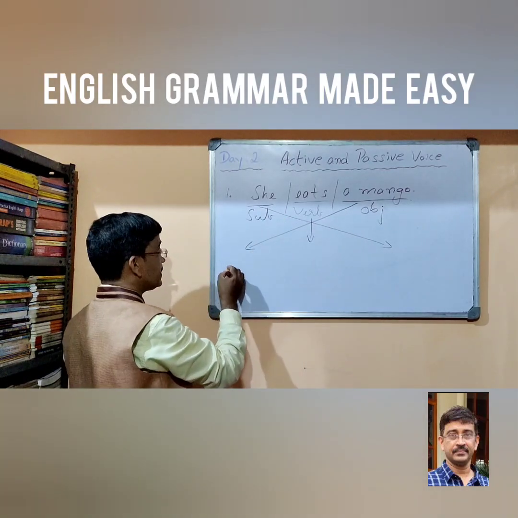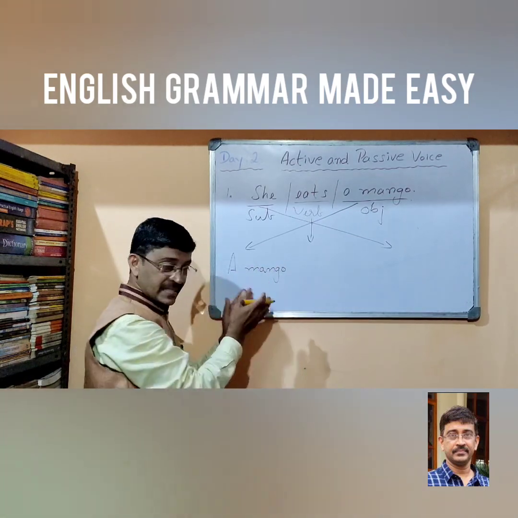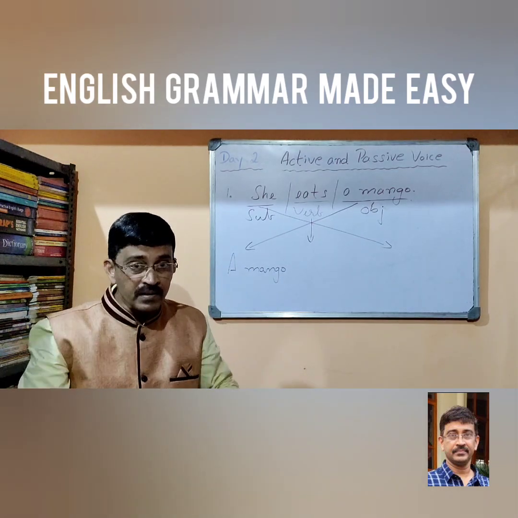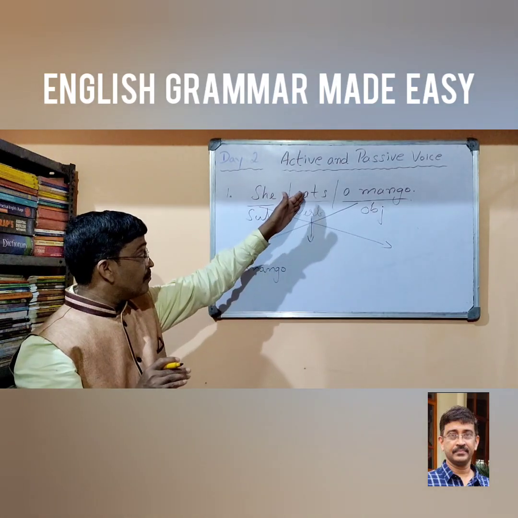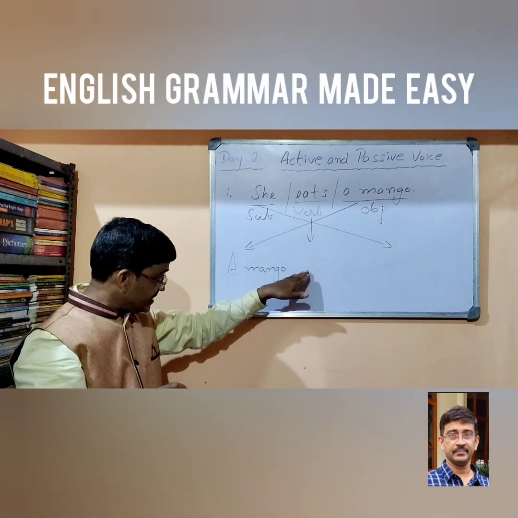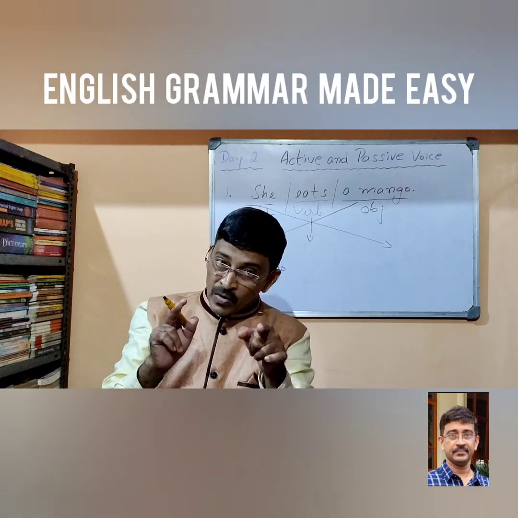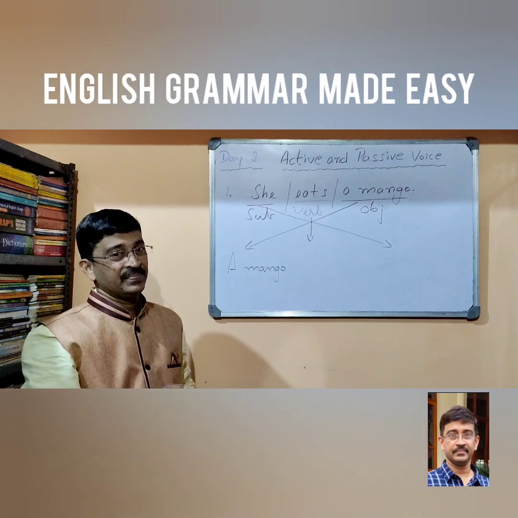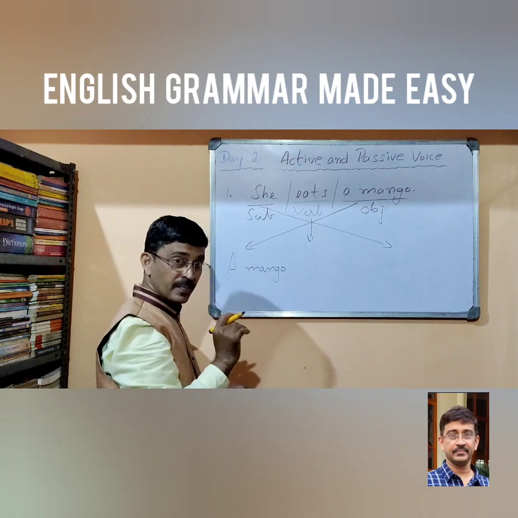What are you going to write? A mango. You have written a mango. Here you have taken capital letter because it is the beginning letter of a sentence. Then, before you bring down the verb, I told you to remember one more thing, that is to add the helping verb. You have to add here the helping verb.